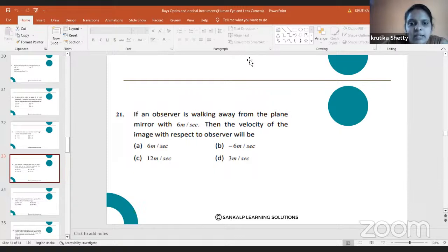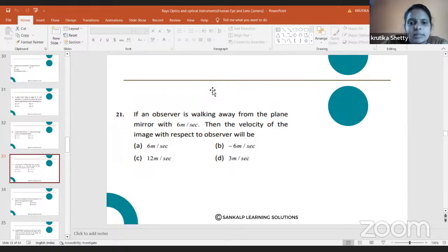Yesterday we did one where the observer was moving towards the mirror. At that time the velocity of the image becomes twice. So suppose it is given as 30, the image speed will be 60. But here the observer is moving away from the plane mirror. At what speed will the image move, they are asking here.